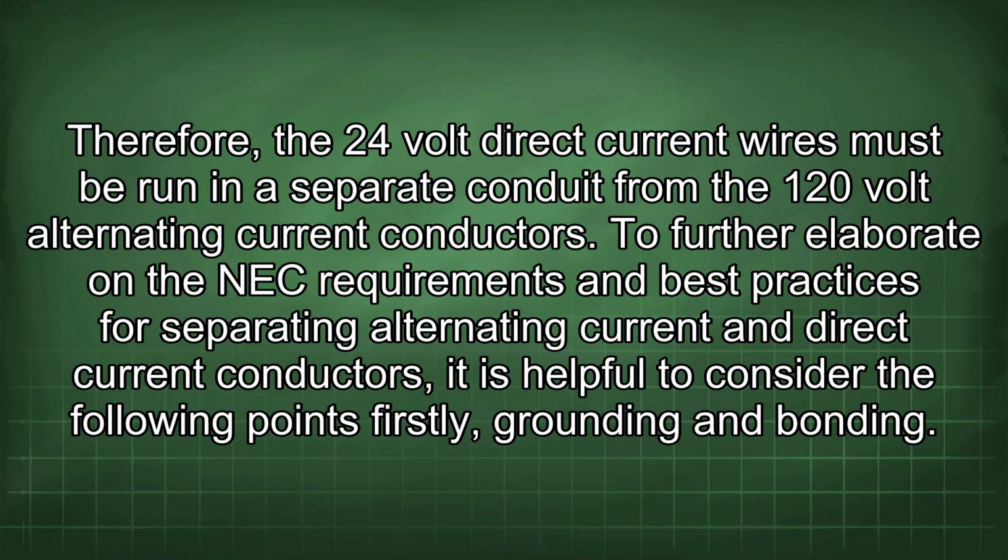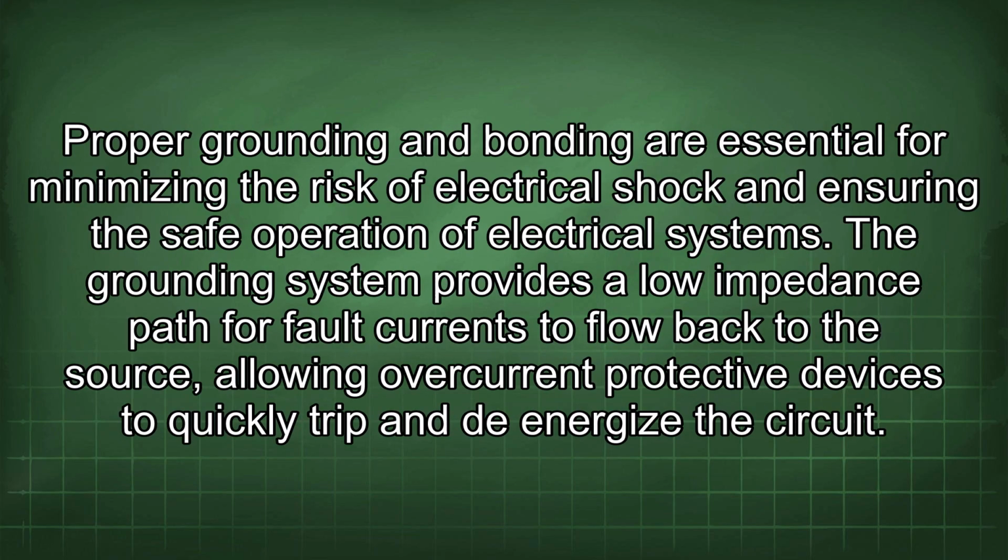To further elaborate on the NEC requirements and best practices for separating alternating current and direct current conductors, it is helpful to consider the following points. Firstly, grounding and bonding. Proper grounding and bonding are essential for minimizing the risk of electrical shock and ensuring the safe operation of electrical systems. The grounding system provides a low impedance path for fault currents to flow back to the source, allowing overcurrent protective devices to quickly trip and de-energize the circuit.